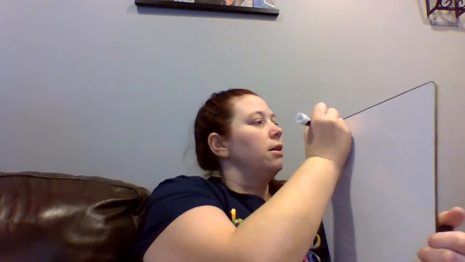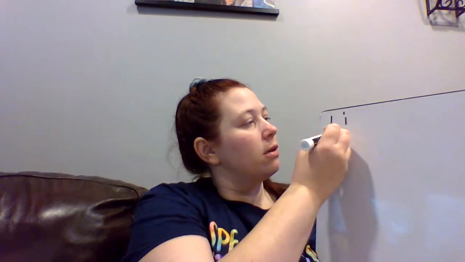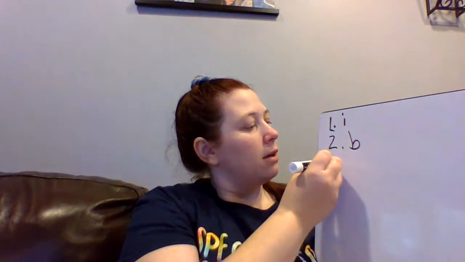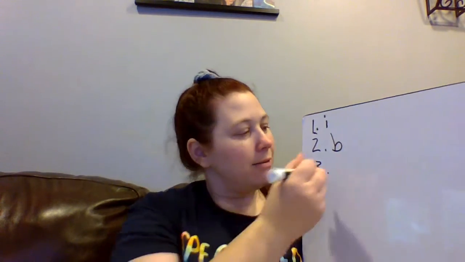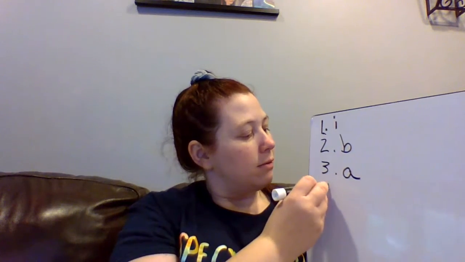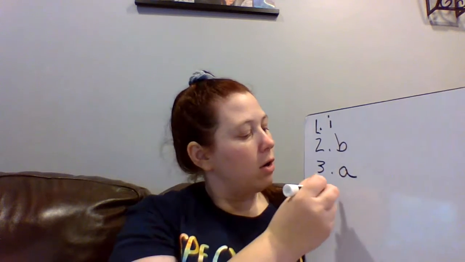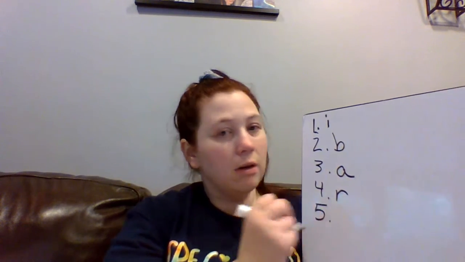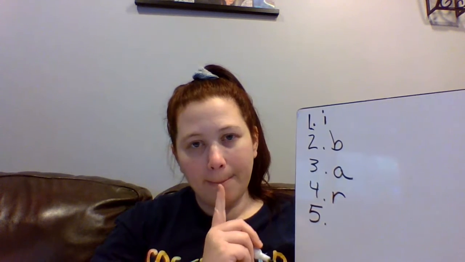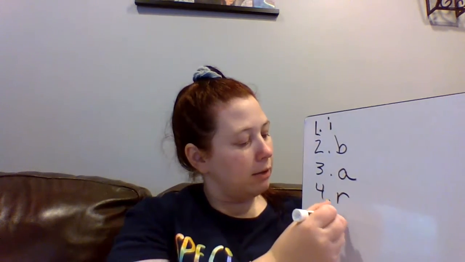For number 1, our sound is I. These are all kind of back to our original spelling sounds, so we aren't going to have any tricky ones in here. Number 2 is B, and we're going to write it down. Number 3 is A. Write it down. Number 4 is R. Write it down. Number 5 is M. Write it down.